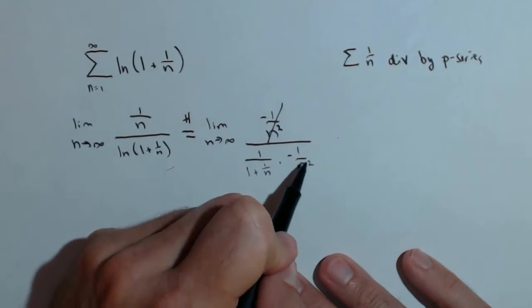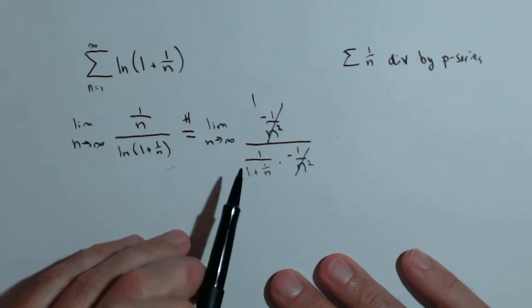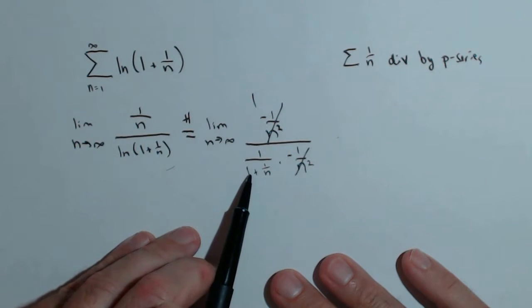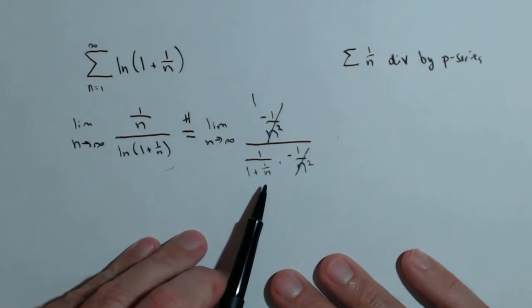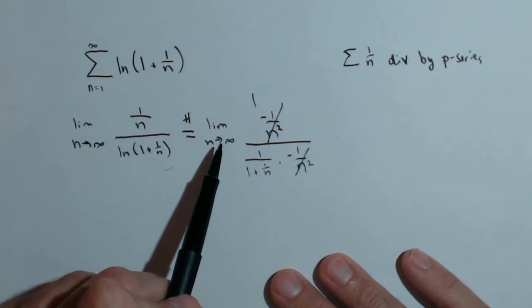Here's where this becomes useful. I see that those are going to cancel. I'm just going to get a 1 on top. Now, there's a couple different approaches we can take here. We can't just flip and multiply. You would need to combine this, but that's okay.